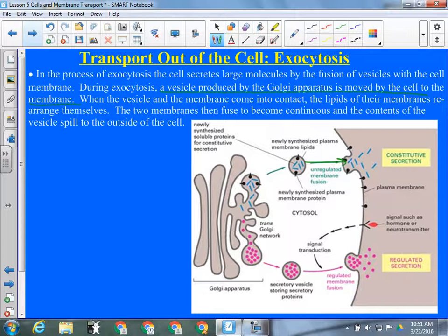Usually things that are moved by exocytosis are also very large. So large that they would not be able to get through the membrane on their own. The membrane, remember, is made of all those fats, all those lipids. And these molecules simply can't get through that layer. So they have to be escorted out in this vesicle.